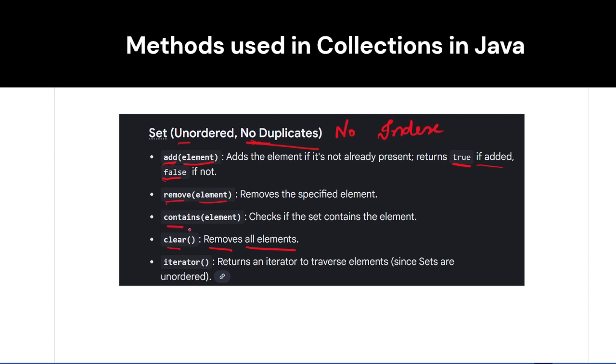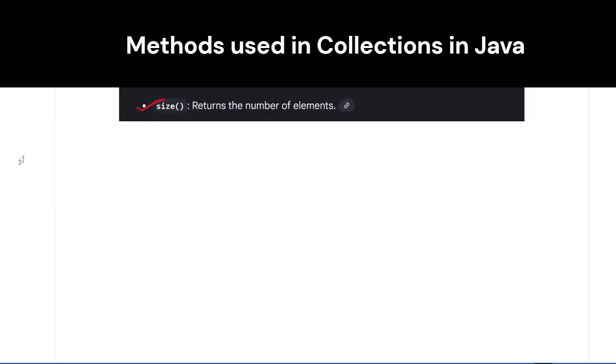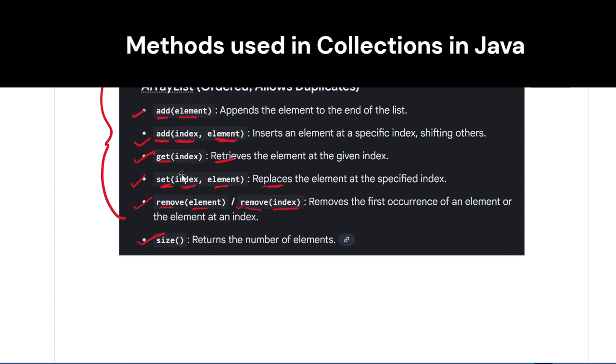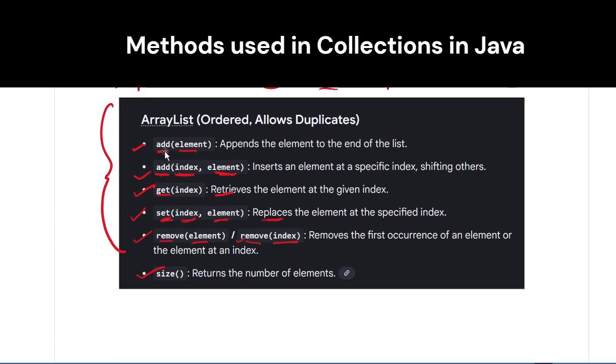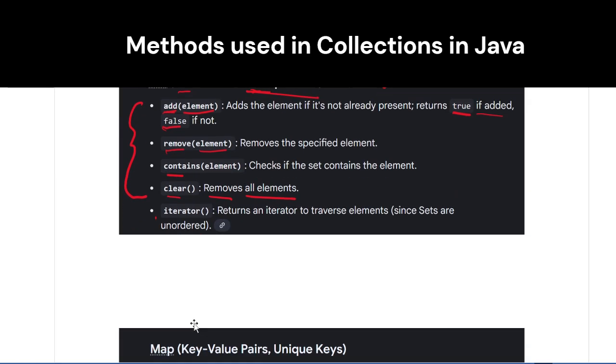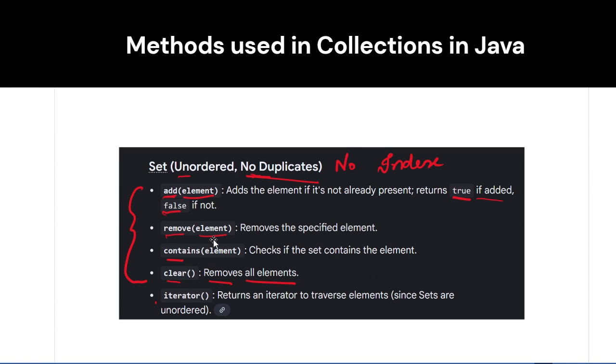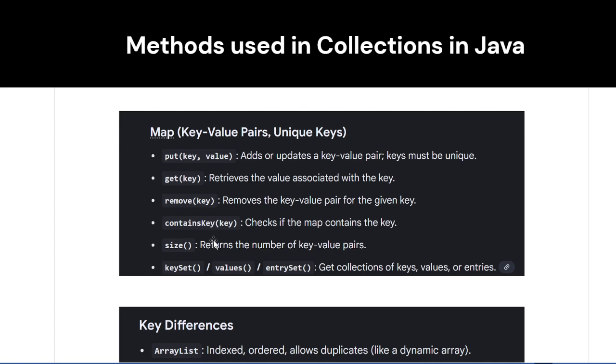So we have added the element, we have removed the element, we can check if the particular element is present and we can remove all the elements. This I am parking for this video. So these are the methods of set. Let's compare it with array list. So we have add in set as well, and we have remove. These two are common between array list and set.